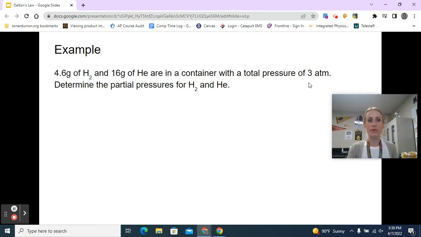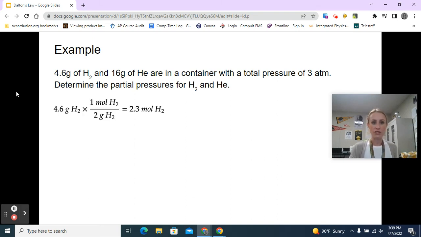So for our example, we have 4.6 grams of hydrogen and 16 grams of helium in a container with a total pressure of 3 atmospheres. Determine the partial pressures for hydrogen and helium. So first and foremost, we can see that we have the masses in grams of these things. So I don't want mass, I first have to convert to moles.